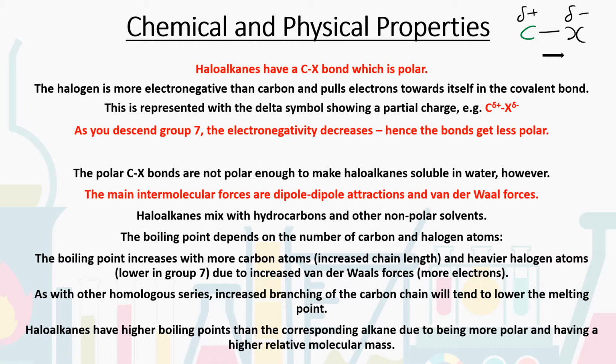And as with other homologous series, increasing branching of the carbon chain will tend to lower the melting point because these chains can pack together less efficiently. There's less actual space for these van der Waals forces to start interacting with each other. And haloalkanes generally have higher boiling points than the corresponding alkane because they're more polar. So we have some dipole-dipole forces occurring, as well as just the van der Waals forces that we have in alkanes, and because they typically have a higher relative molecular mass because they contain a heavier halogen atom than just carbon and hydrogens.